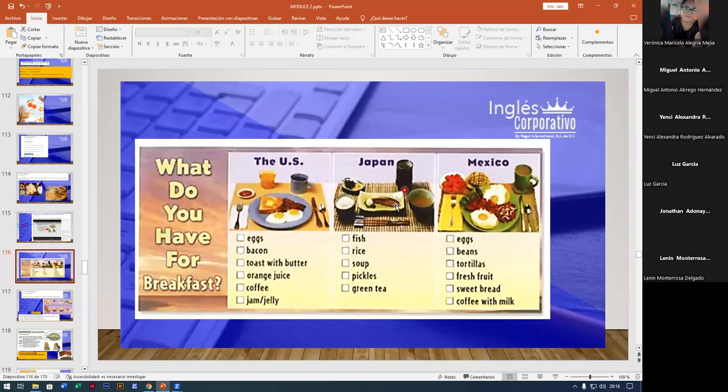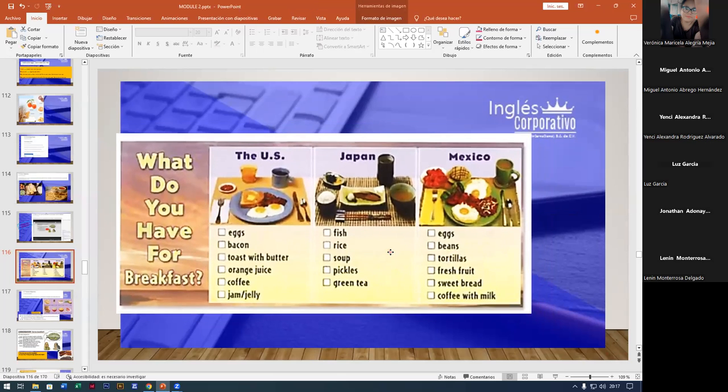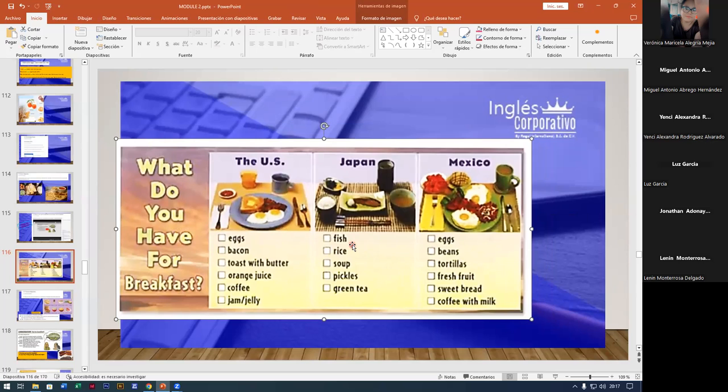Let's see Japan. In Japan, we have fish in the morning. Can you imagine? Fish for breakfast. Rice, soup, pickles, green tea. Pickles, do you remember what cucumbers are? Cucumbers are like the normal pepino, and pickles are the baby cucumbers. Pepinillos, yes, baby cucumbers.